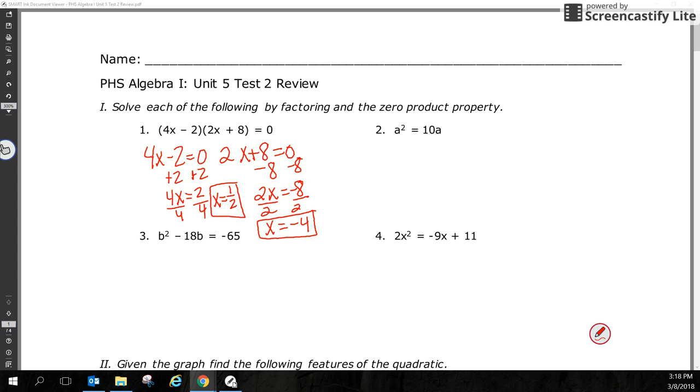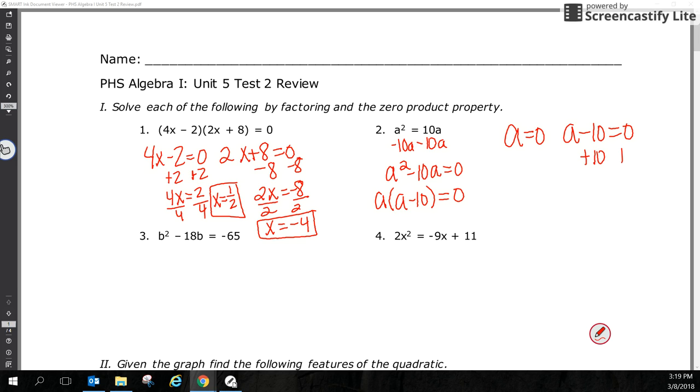For number 2, I want to set it equal to 0 first, so I'm going to subtract the 10a from both sides. And then a squared minus 10a is equal to 0. Then I'm going to factor out the GCF. Common to both a squared and 10a is a, and I've got a minus 10 left over. Then I'm going to set them both equal to 0. So either a equals 0 or a minus 10 equals 0. To solve this one for a, I would add 10 to both sides. So my two solutions are 10 and 0.